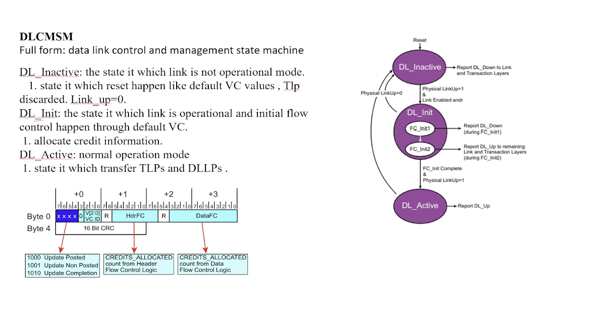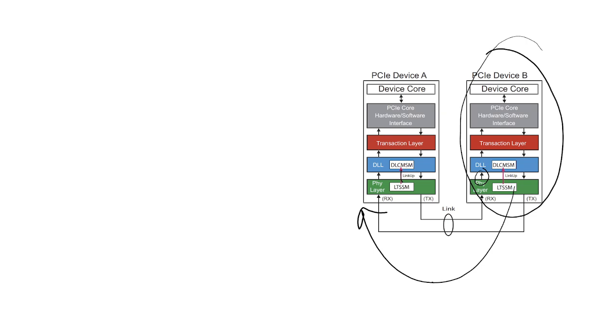We will discuss all the information in the next video. As of now, what we discussed: in the PCIe transaction layer, different types of packets are generated. Whatever packets come from the transaction layer, the data link layer will append some sequence number and LCRC. That packet will be sent through the physical layer to the receiver side.